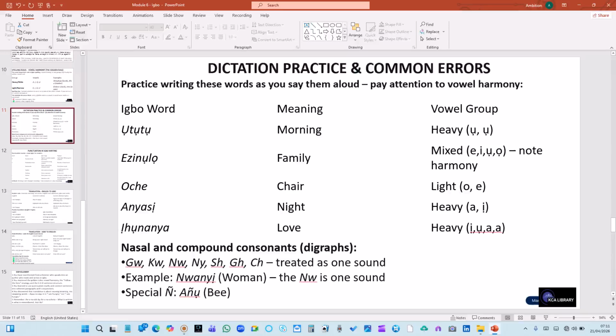Then let us look at nasal and compound consonants, that is digraphs. Some of the nasal and compound consonants include gw, kw, nw, ny, sh, gb, and ch, treated as one sound. Example, nwanyị, which is woman. The nw sound is one sound. Then the special nasal sound is ng, which is indicated by a mark on top of the sound, like aṅụ, which means bee, aṅụ.